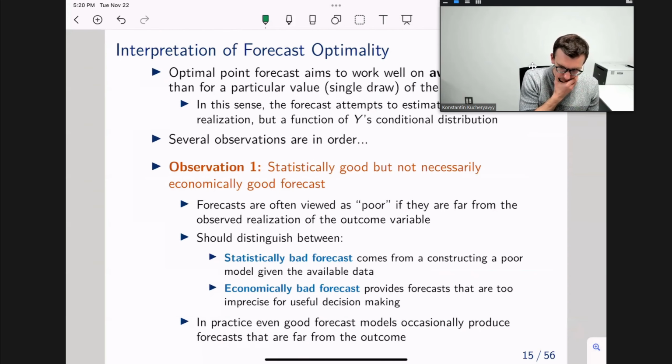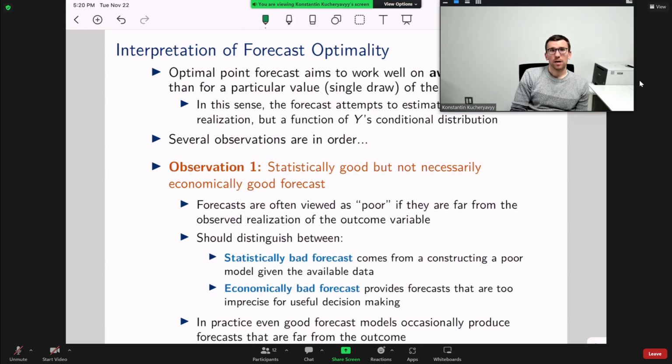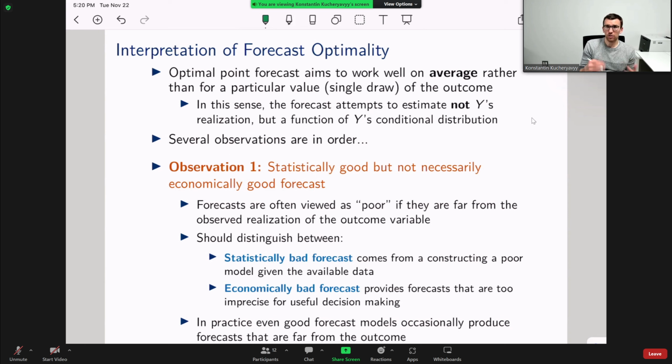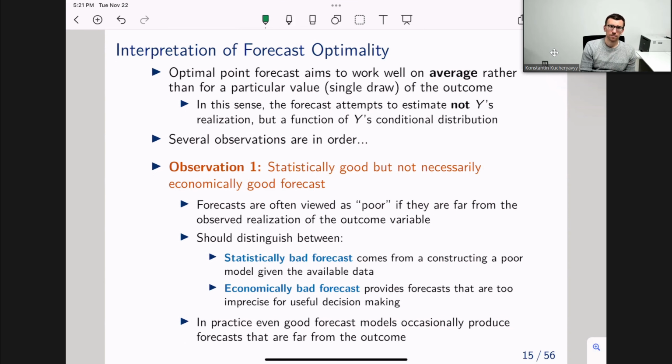Okay, so one point that I already talked about is that an optimal point forecast, which just predicts the outcome, aims to work well on average, given some loss function, rather than for a particular single draw of the outcome. So in this sense, the forecast attempts to estimate not the outcomes Y, but a function of Y's conditional distribution.